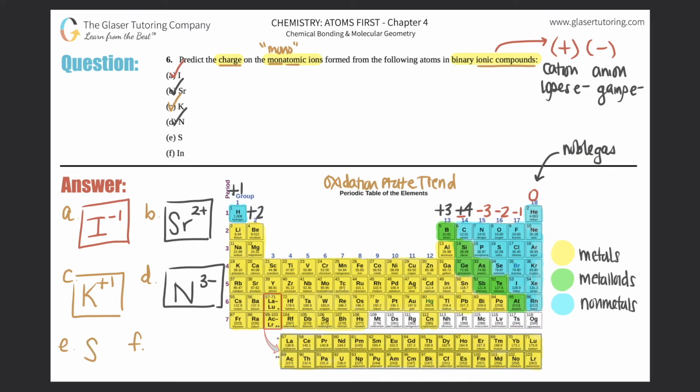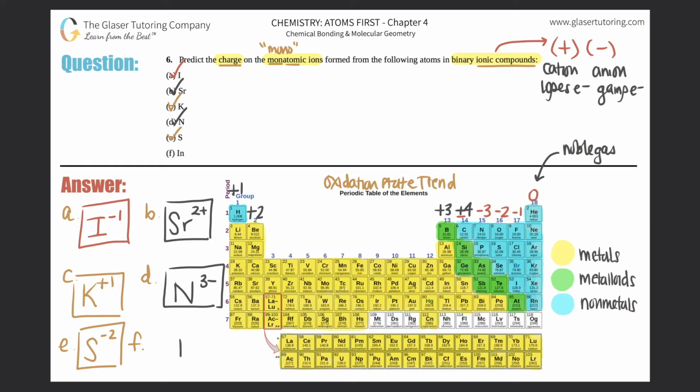Next, sulfur. Sulfur is over here, number 16. It wants to have a charge of -2. It wants to gain 2 electrons because 16 would turn into 18. Oh, look at that. It's going to be a noble gas. So -2. And then last but not least, we have indium.